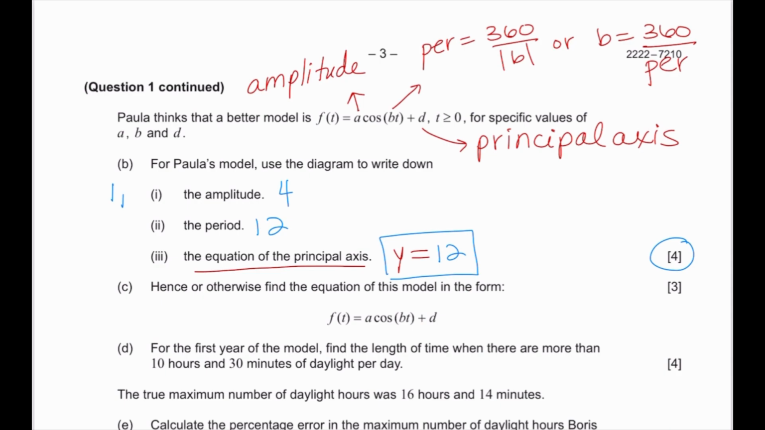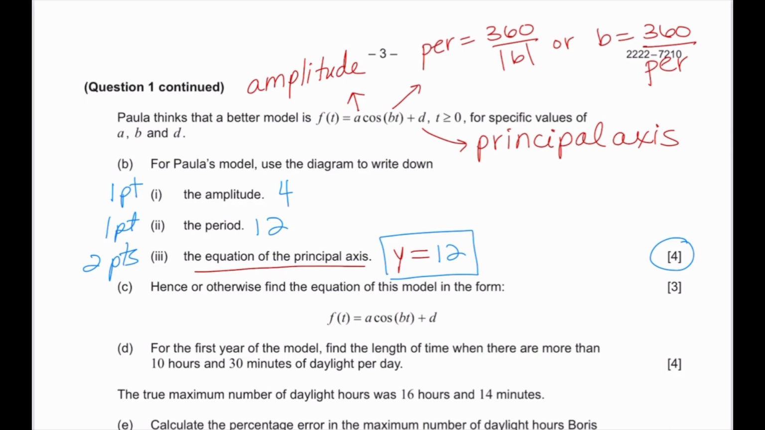This is a 4-point question. You're going to get 1 mark for the amplitude, 1 mark for the period, and you're going to get 2 marks for the equation of the principal axis. You will get 1 mark for writing y equals, and then the other mark is going to be for saying the 12.